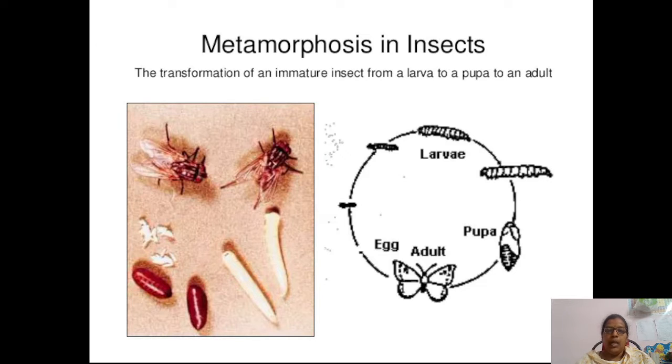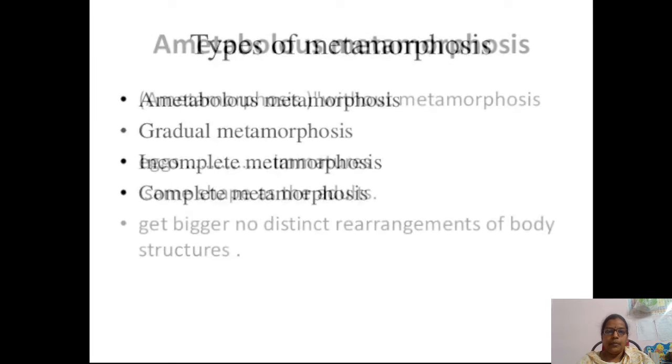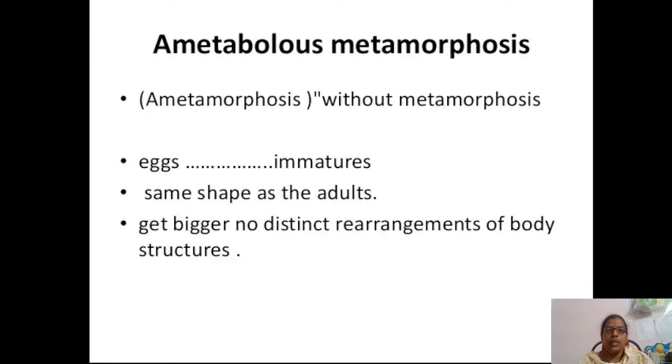So there are mainly four types of metamorphosis you can observe in insects. The first one is ametabolous type, the second one is gradual, the third one is incomplete metamorphosis, and the fourth one is complete metamorphosis. If we talk about ametabolous metamorphosis, A means without metamorphosis. In some insects, eggs will directly give rise to the immature ones.